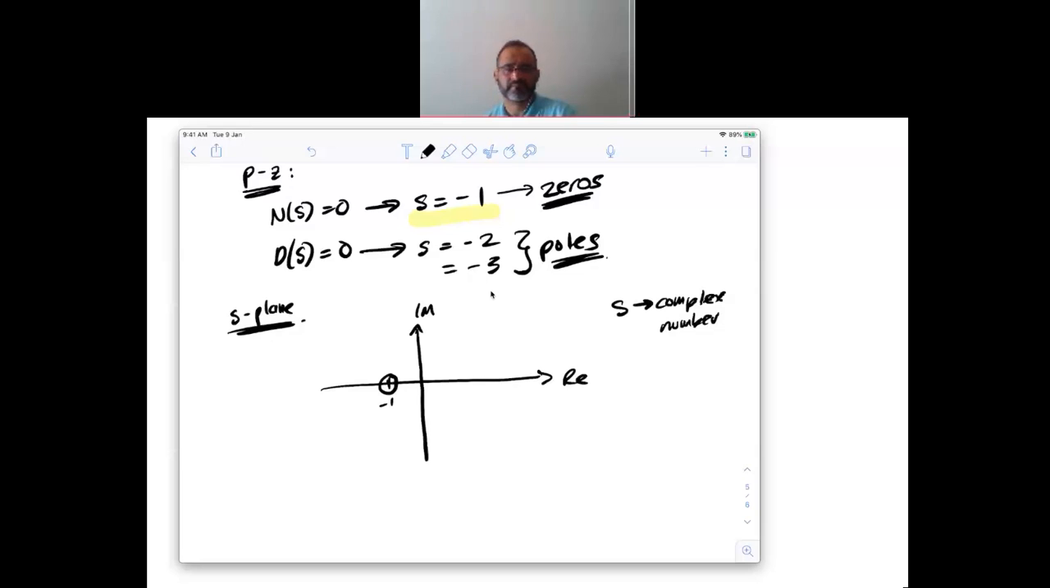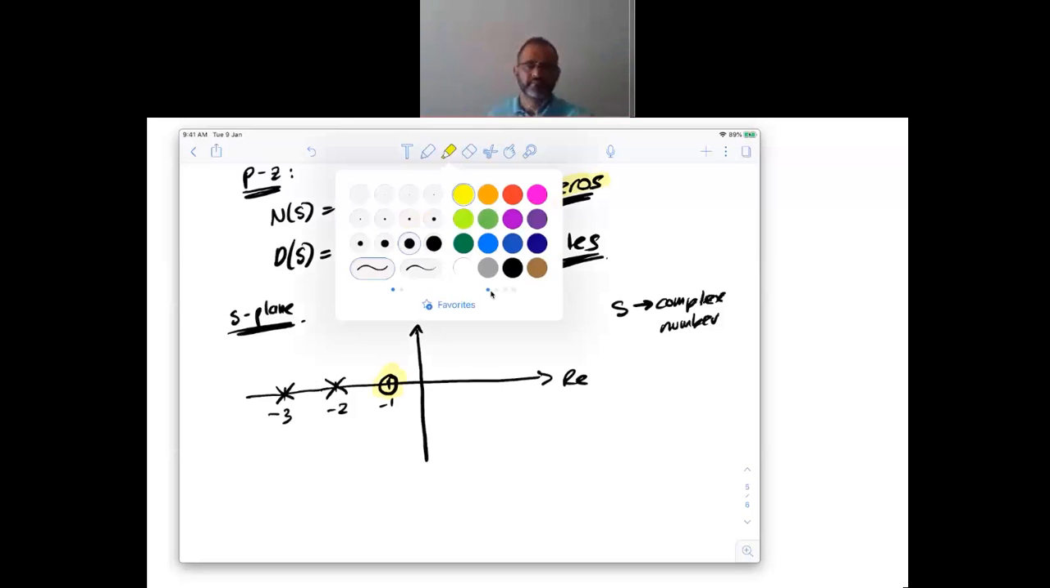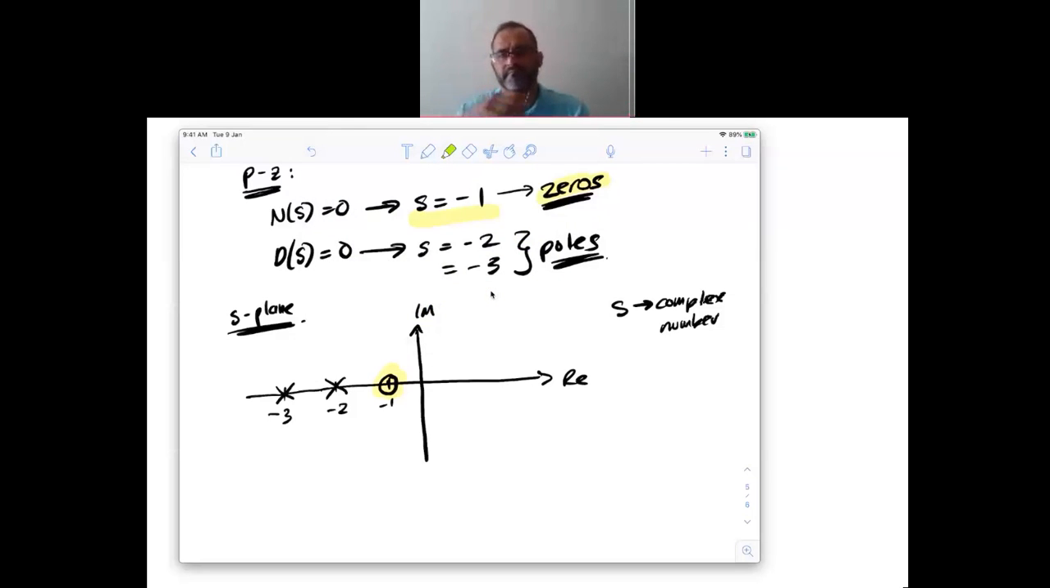Okay, so normally for zeros, we will plot a circle. So that is minus 1, that is my zero. For poles, we're going to use a cross. So that is minus 2, minus 3. For poles, I'm going to use a cross. So that is my poles. This one is zero, and this one is poles. Is that all right? So we can plot the graph for our poles and zeros.